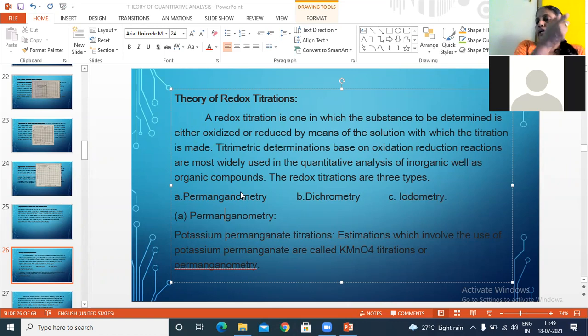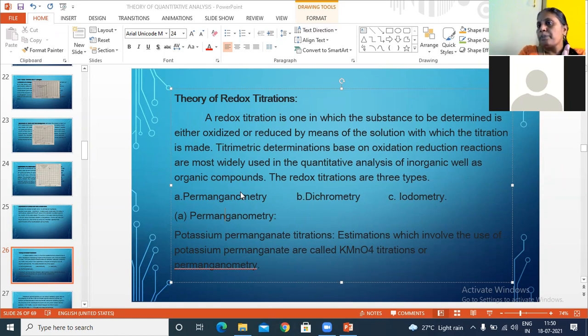If potassium permanganate acts as an oxidizing agent, then the other substance whose molecular weight we want to find out, or which is going to be estimated quantitatively, must be a reducing agent. Or if potassium permanganate undergoes oxidation, then the other substance whose weight we want to find out must undergo reduction. That is the thing we have to observe in redox titrations generally. So in all the redox titrations, whether permanganometry, dichrometry, or iodometry, both oxidation and reduction reactions have to take place.